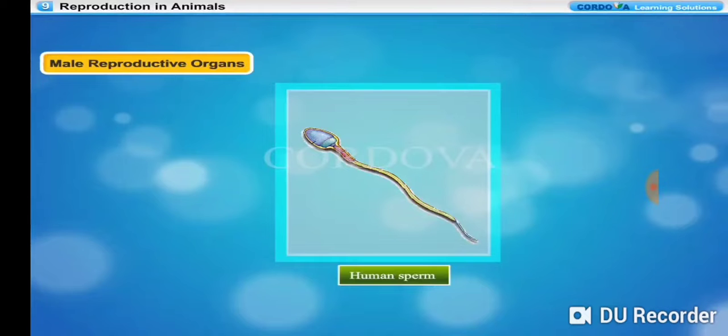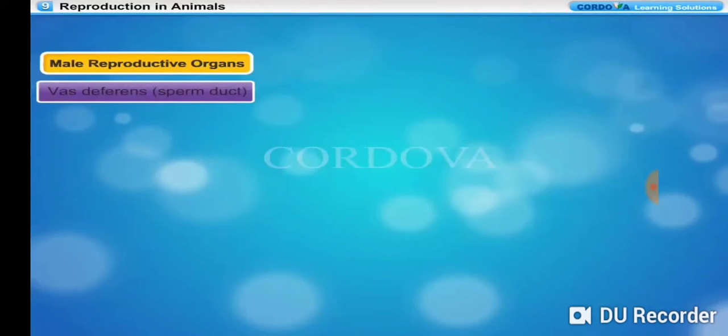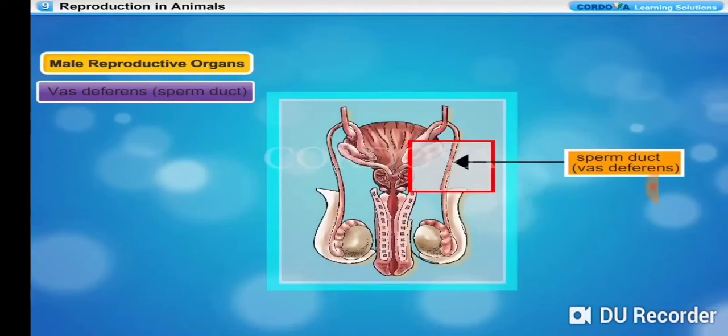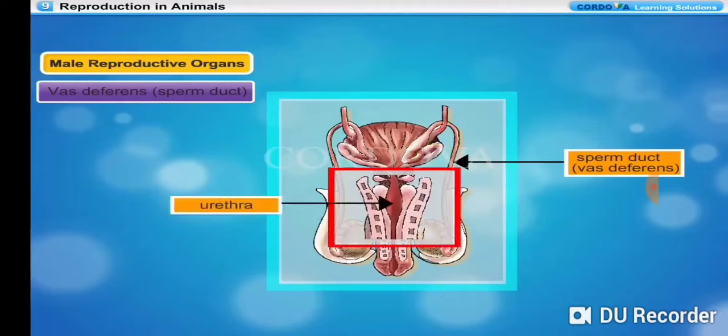A coiled tube-like structure called epididymis is firmly attached to the testis. The sperms are stored temporarily in epididymis. Vas deferens, sperm duct. The vas deferens is a narrow duct which starts from the testis and joins the urethra.